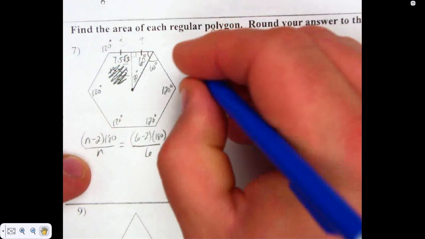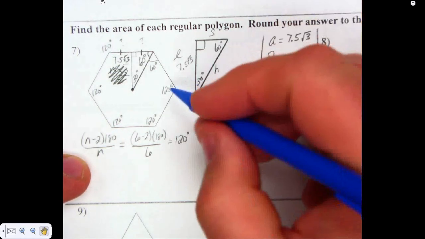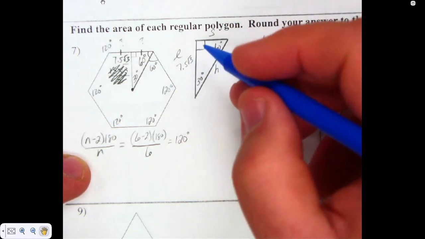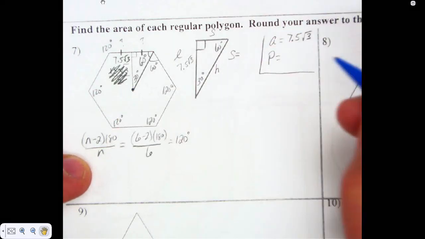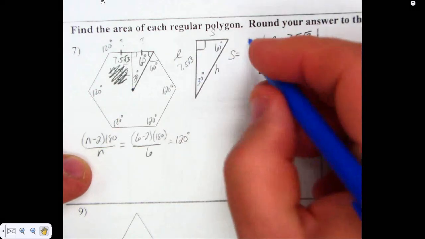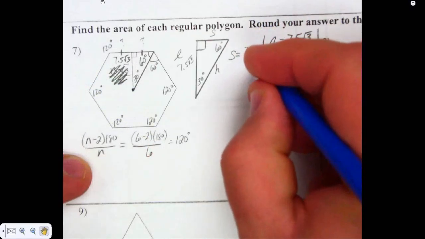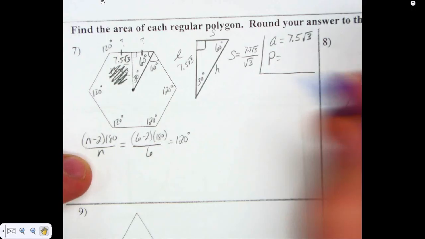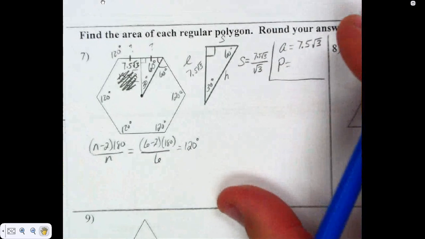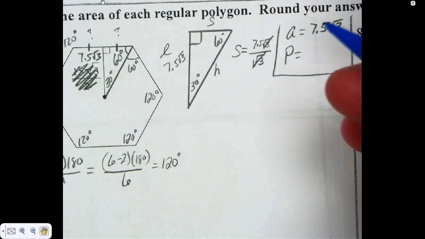This is S, this is my longer leg, and this is H, isn't it? What do I always find first? S. What's been given to me? The longer leg. The what? The longer leg. Well, what do I do? 7.5 square root of 3 divided by what? Square root of 3. Now, what's nice about that? It crosses out. The square root of 3 divided by square root of 3 is just 1.